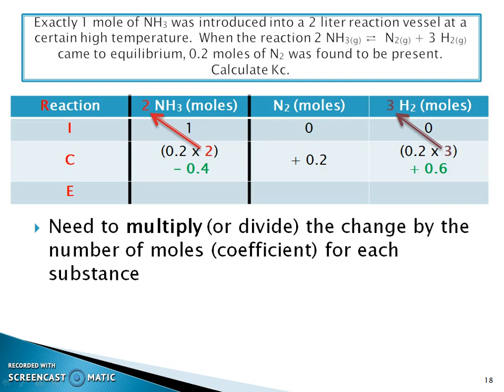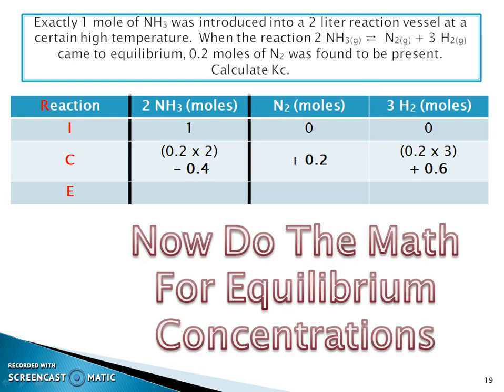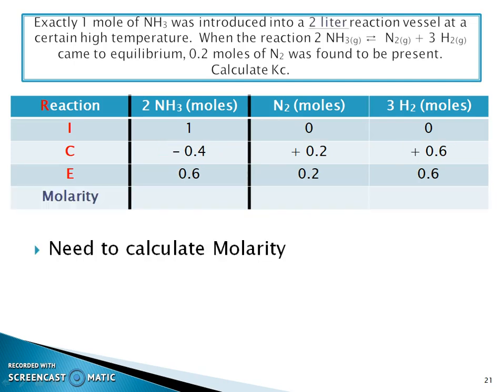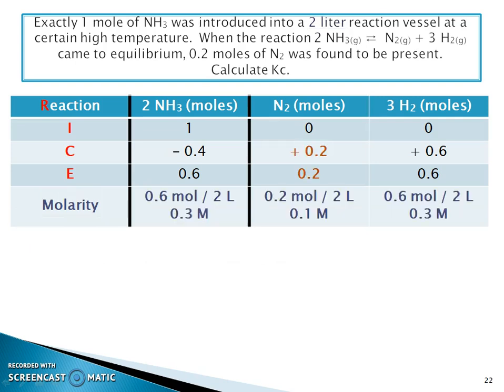Okay. So what are our equilibrium values? Again, now do the math. 1 minus 0.4, 0 plus 0.2, 0 plus 0.6, and you should get those values. Now I want to remind you, they gave it to us in moles. So now we're going to need to finish that row on the bottom by calculating molarity, moles per liter. So it's going to be the 0.6 divided by 2, the 0.2 divided by 2, and the 0.6 divided by 2. Now we have our molarity values.